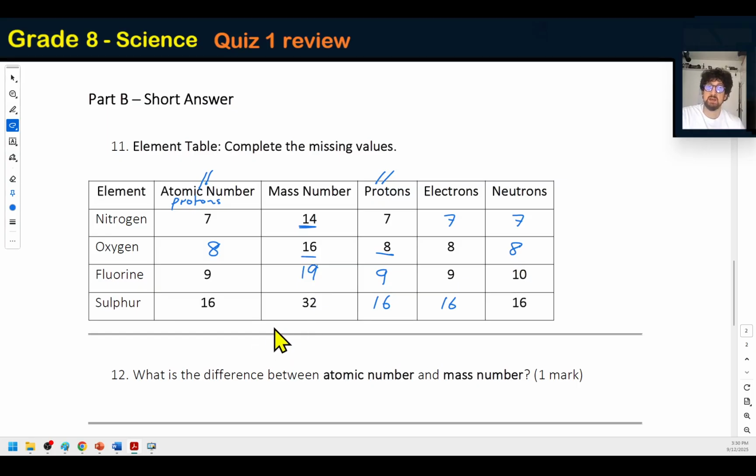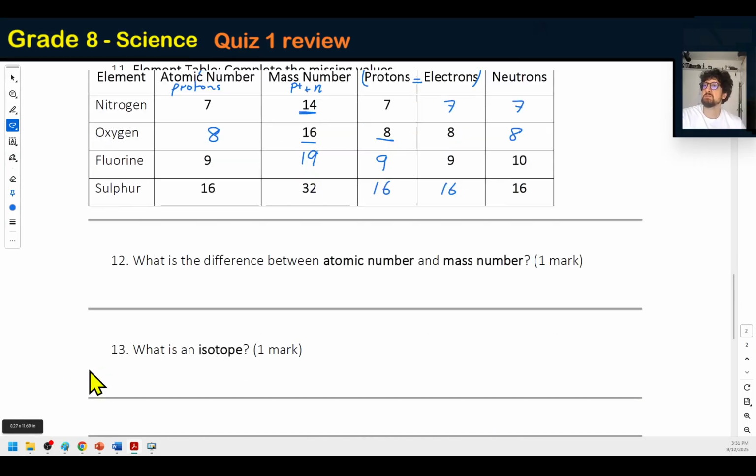How easy was that? You just have to know that atomic number is proton number, and mass number is both protons and neutrons. That's all. And the rest of it is easy. These guys are always going to be equal in a neutral atom. So that's going to be equal to that, and that's it. The only one that might be slightly different is the neutrons. But you don't even have to worry about learning it. You just have to do the maths.